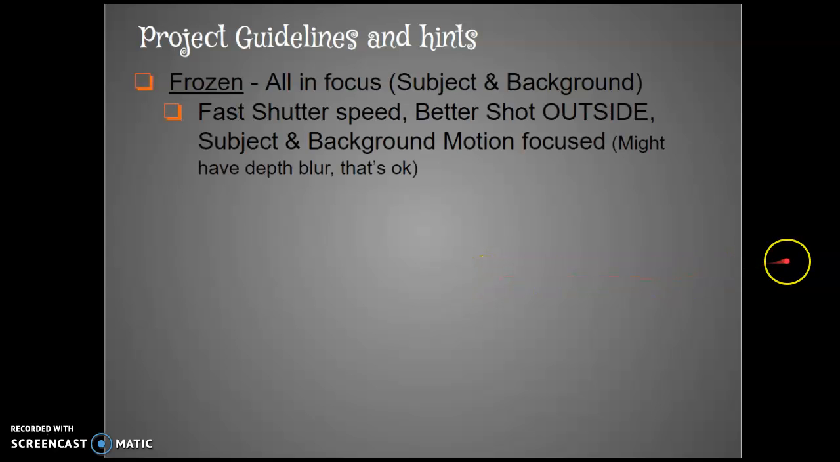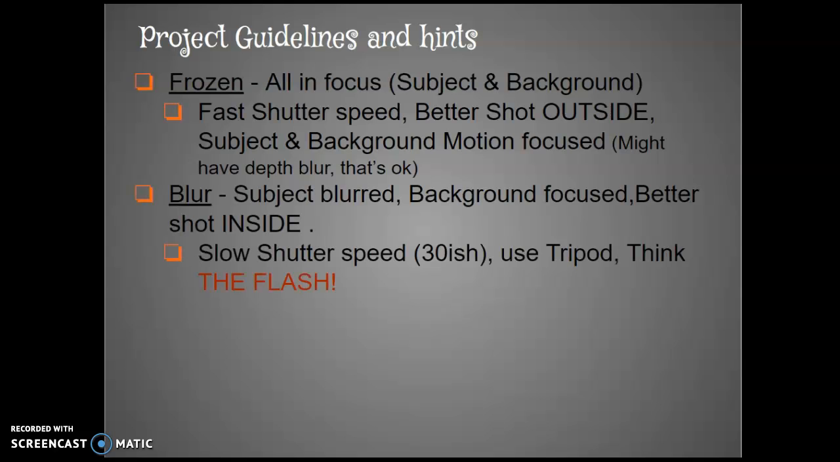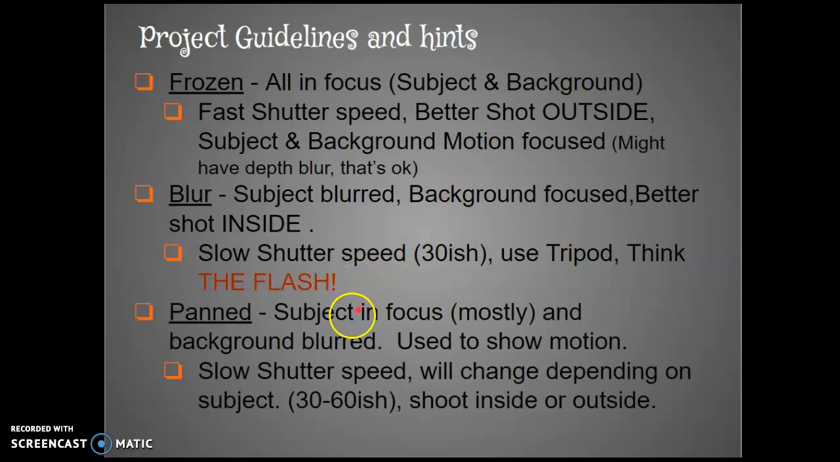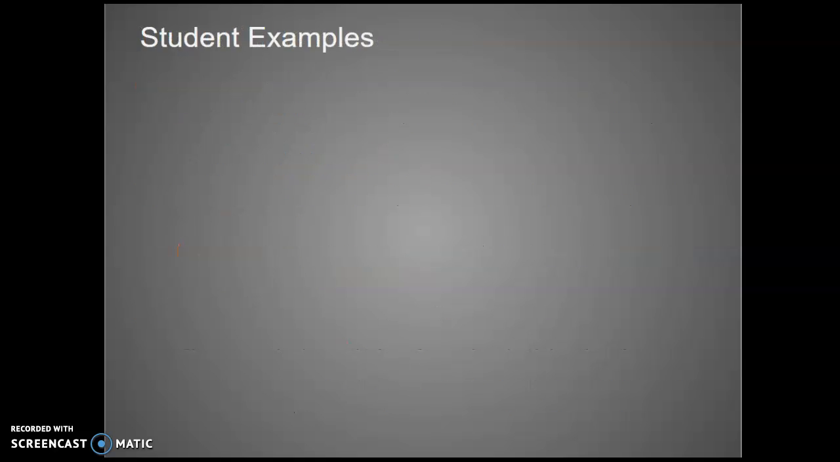Okay, here's some hints for you guys. Frozen: everything's in focus, fast shutter speed. All right, blur: subject is blurred, background is focused. Better shot inside. Frozen is better shot outside because of light. All right, panned: your subject is in focus mostly and your background is blurred. Okay, follow your subject, move with them as you take the photos.